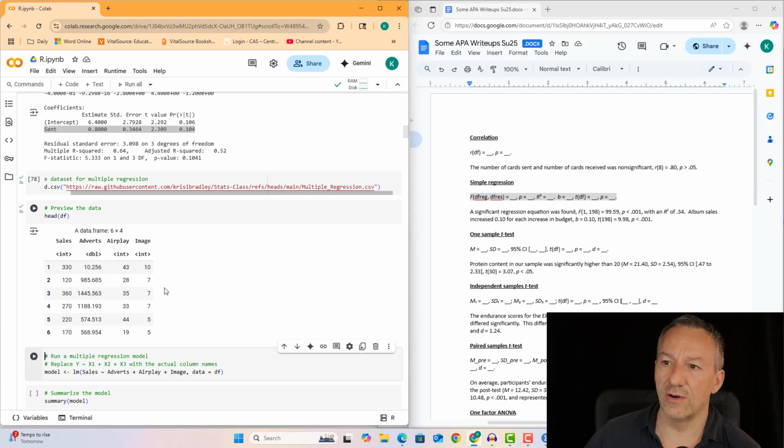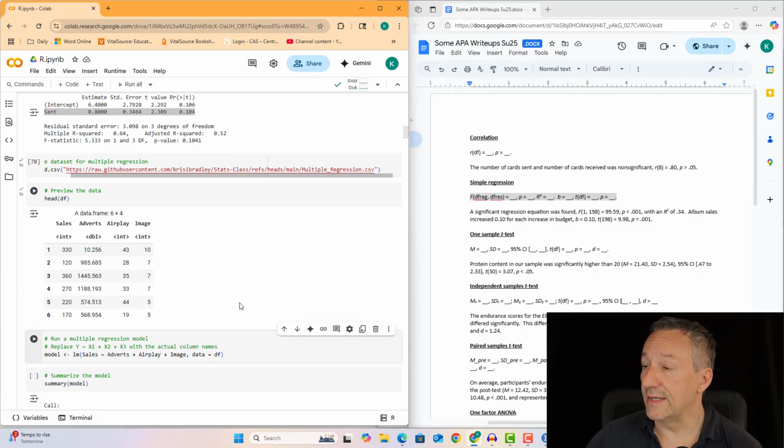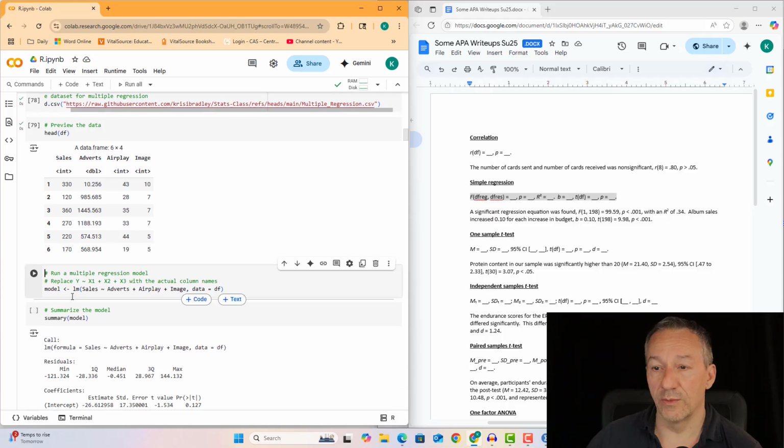You'll notice that these are all completely different scales. So advertisements, these are in hundreds of thousands too. So they spent 985,000, 574,000 they spent on advertisements. Airplay, they played it 44 times that week before. The band image, I believe it's on a scale from 1 to 10. So they got a 5 right in the middle. That's our data set. In this here, we're going to run the regression model.